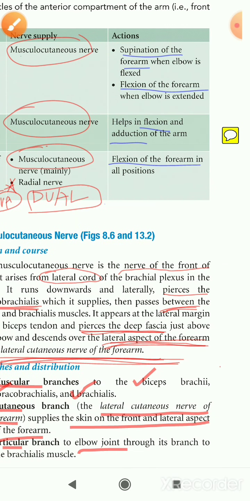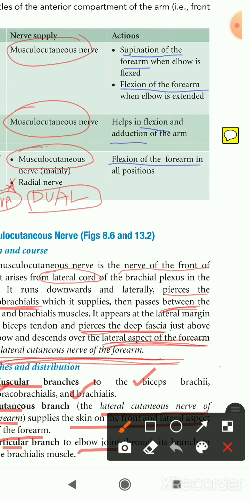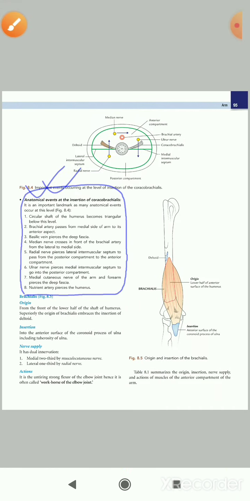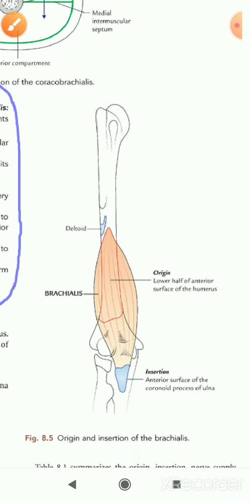Then what is the function? As we said, as it lies in the anterior or flexor compartment, its function is flexion of the forearm in all positions. So let's see. This is the brachialis.